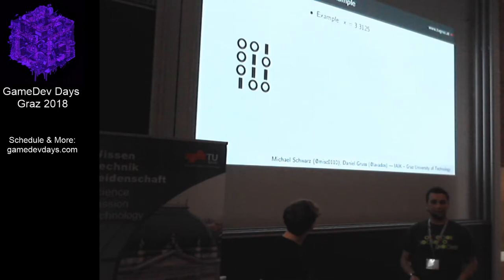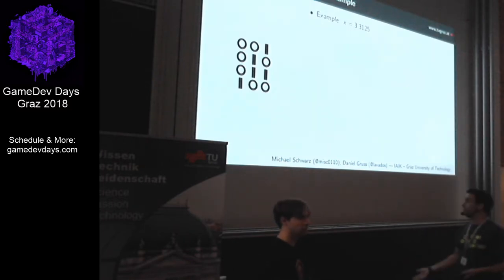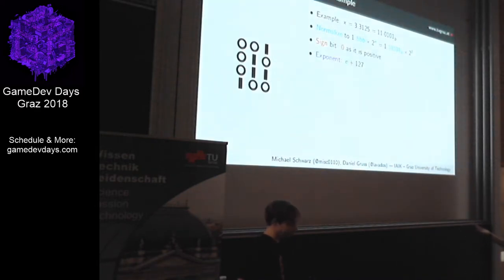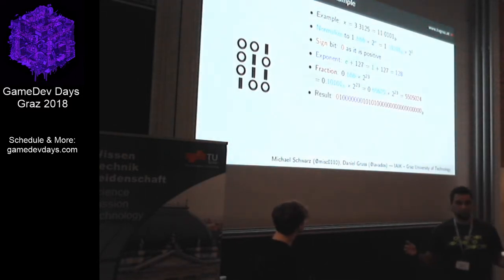So we can really do that by hand. What the formula showed before, for example, we have this number 3.3125, and we can convert that to binary, and then we just have to normalize it in a way that it only has one number in front of the decimal dot, and then we have a sign bit that's either positive or negative. Here it's positive, a 0, with an exponent that we can calculate. We encode the fraction, again, as a number, and then we have a resulting, weird looking binary value.